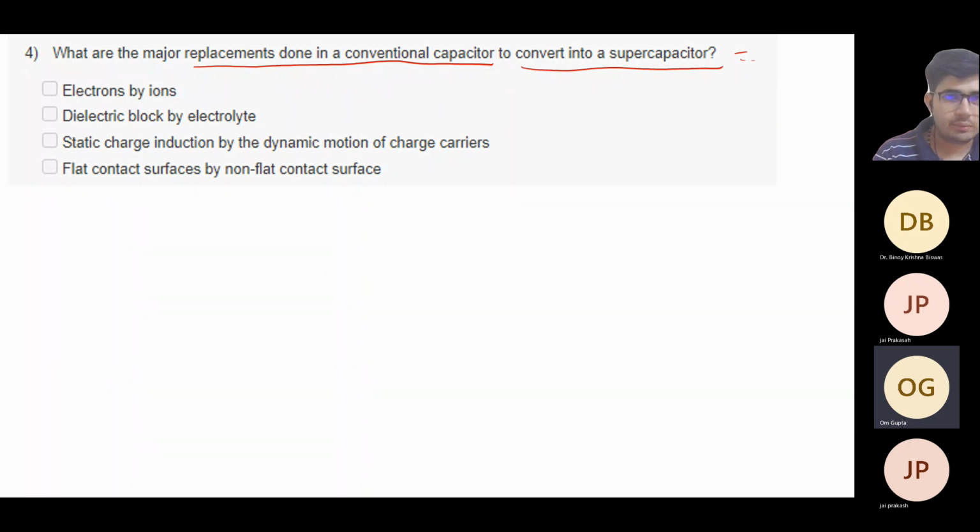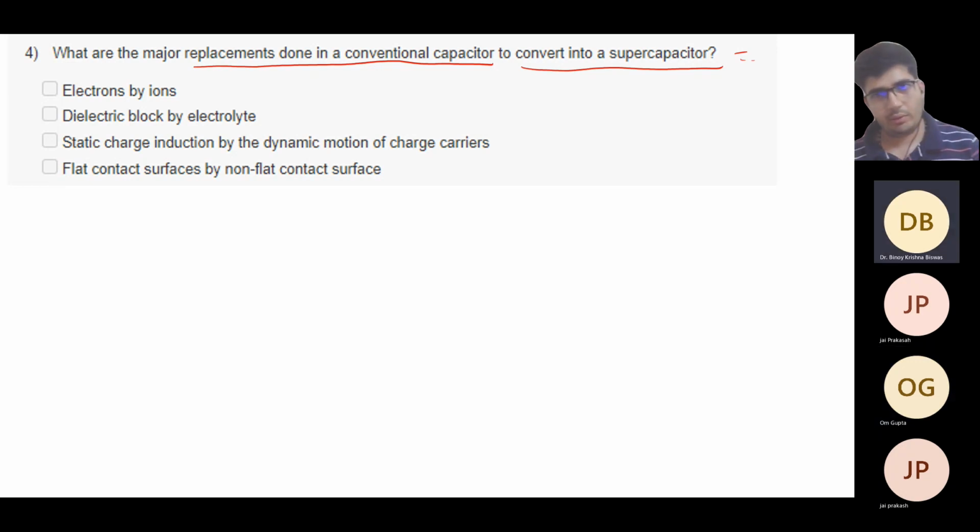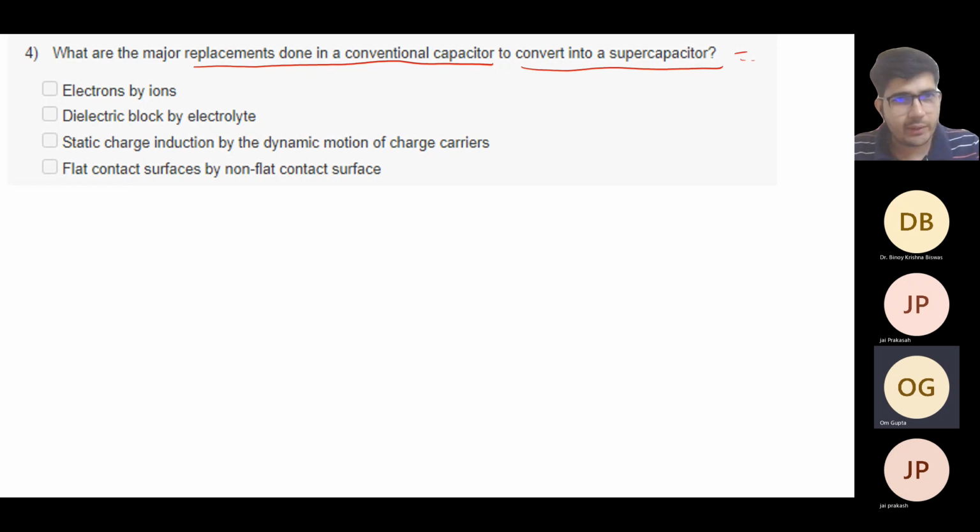The last one is also correct, because in the capacitor we were using only a flat surface. On the other side, in the supercapacitor we are using particles, so the total surface area was increased. Got it, sir. I think you can think about option 2 also. Option 2 is also correct.